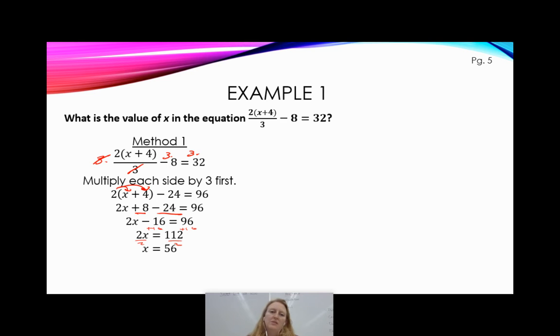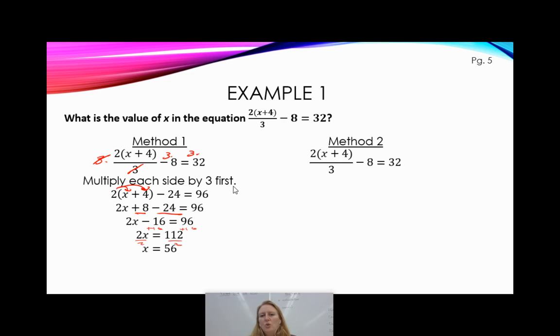and I get that x is 56. Hooray. This is not the only way to do it. And maybe you're not comfortable with this. Maybe you're not comfortable with multiplying everything by 3 right at the start. That's cool. I get it. So maybe you'd like method 2 a little better.